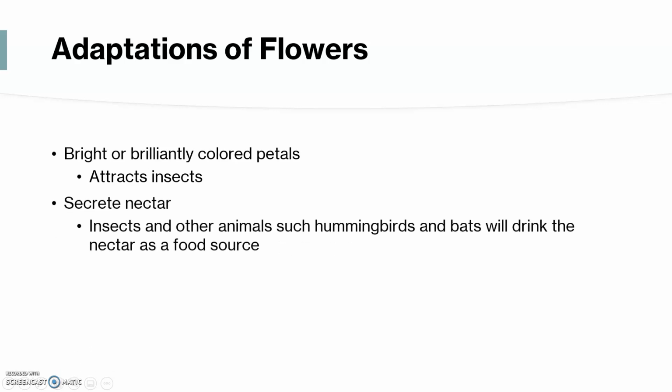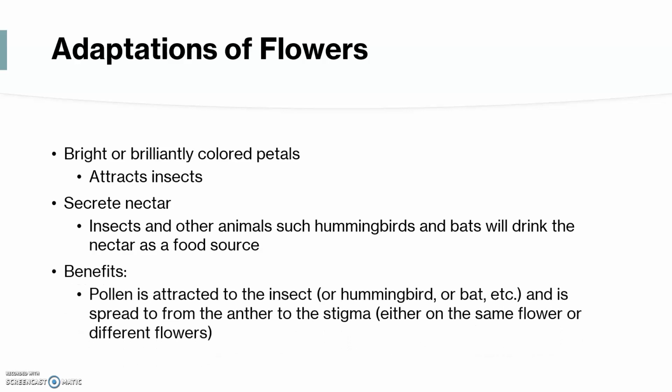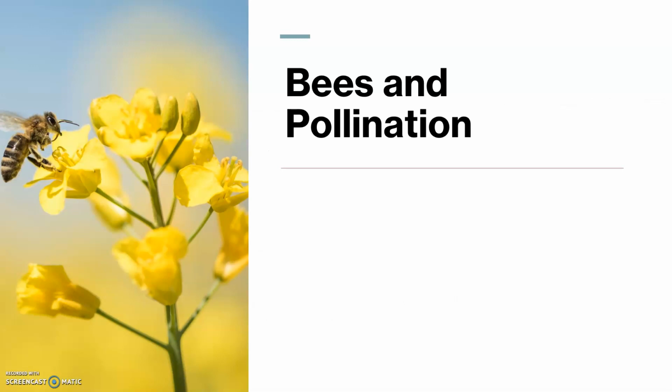Another adaptation is that they secrete nectar. Insects and other animals drink nectar as a food source. The benefits of having bright or brilliantly colored flowers and secreting nectar is that they attract pollinators. Pollen is attracted to pollinators as they drink nectar and spread it from the anther to the stigma. The pollen may be spread in the same flower or to different flowers.